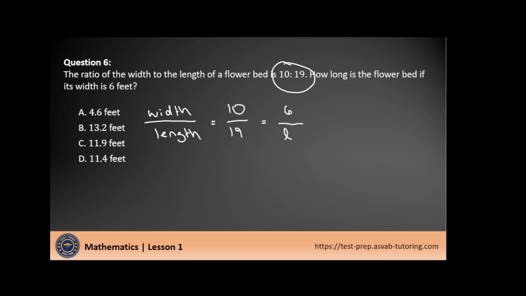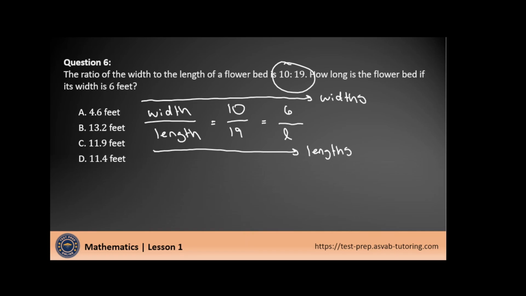So notice here that all of my lengths are on the bottom. These are all lengths. And all of my widths are on the top. So that's how we're going to set up any kind of ratio problem. We have to be consistent. So if I started out with the width on top, then in my second fraction, width is on the top. In my third fraction, width is also on the top. Super important.